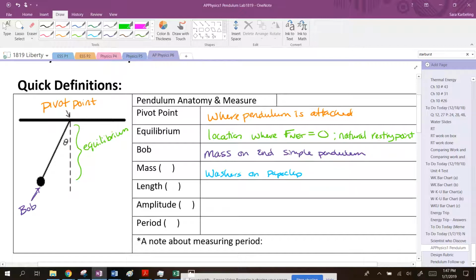What units are we going to use to measure the mass? Kilograms, not pounds. That isn't even the right thing. What is a pound a measure of? It's a force, right? Pounds is a force. Yeah. Mass is measured in kilograms. Another thing we can measure is the length, right? How long the string is.